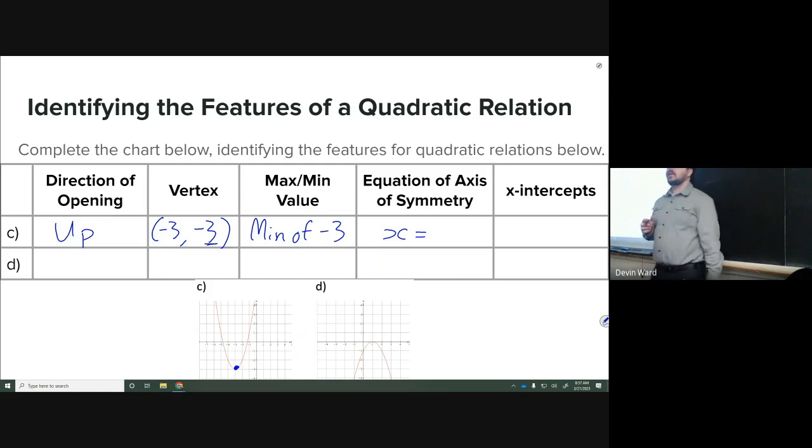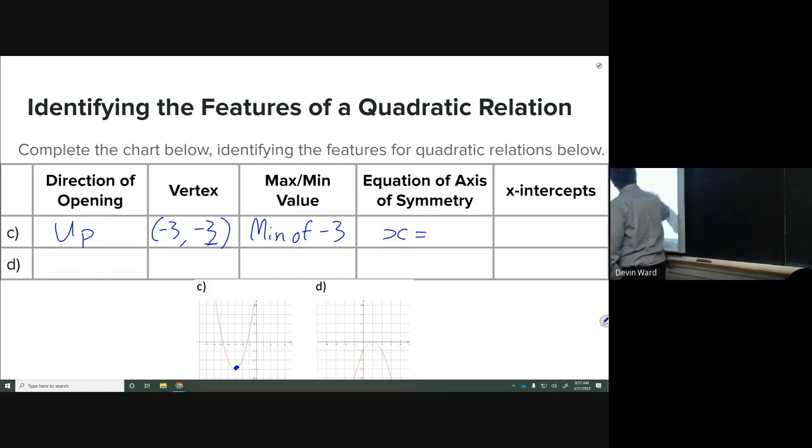X equals 3 or -3? -3. Perfect. -3. Because it cuts it down right in half, right at the vertex.